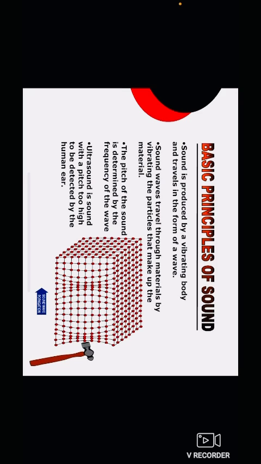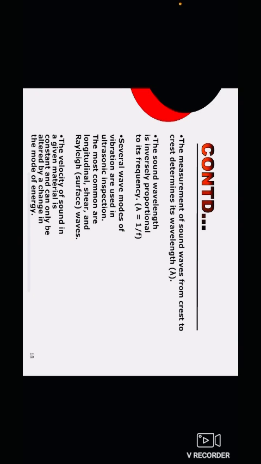This is the diagram of sound wave propagation. By using a hammer hitting the object, sound can be developed. The measurement of sound waves from crest to crest determines its wavelength, denoted by tau. The sound wavelength is inversely proportional to its frequency. Tau is equal to 1 by f.